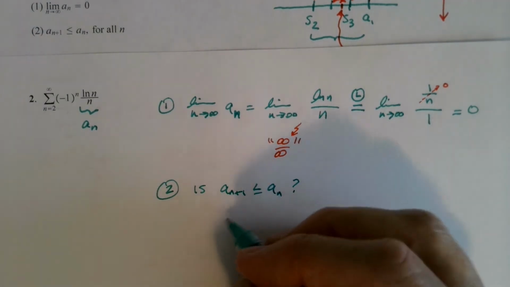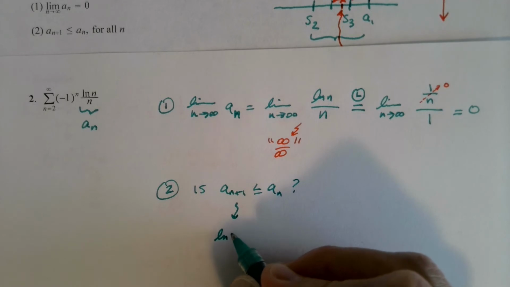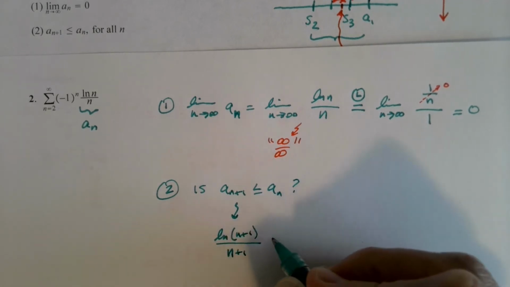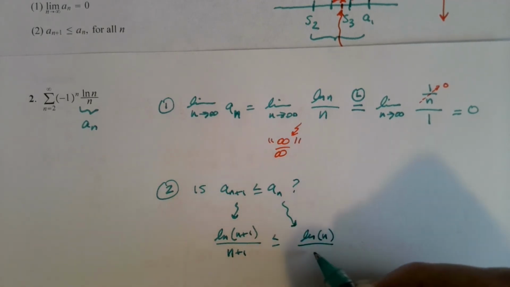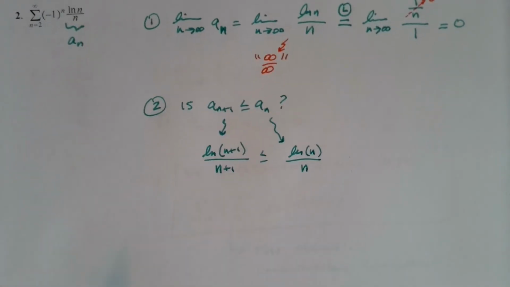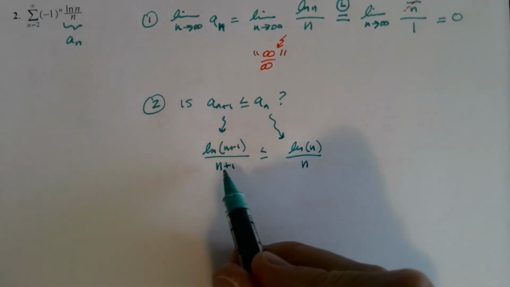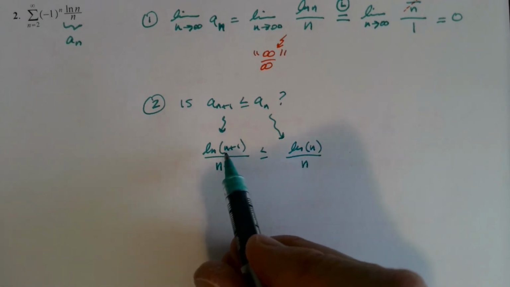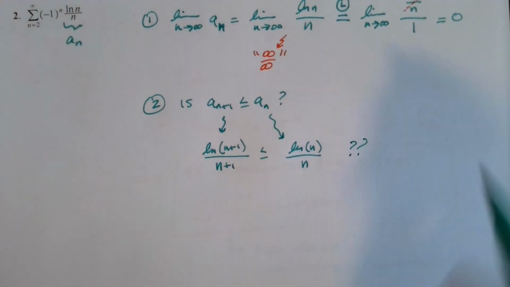Is that going to be true? So let's see. A sub n plus 1 would be ln(n+1) over n+1, and a sub n would be ln n over n. Now this is a little trickier than the one we had before, and so trying to reason which is smaller, because it's not just the denominator. This denominator is bigger here than here, but the numerator is bigger here than here, and so it's not quite clear directly from this.